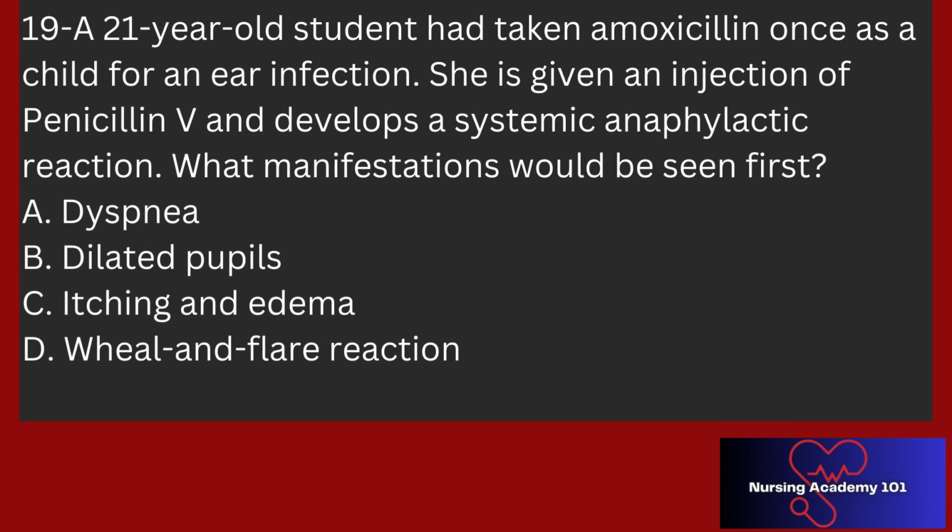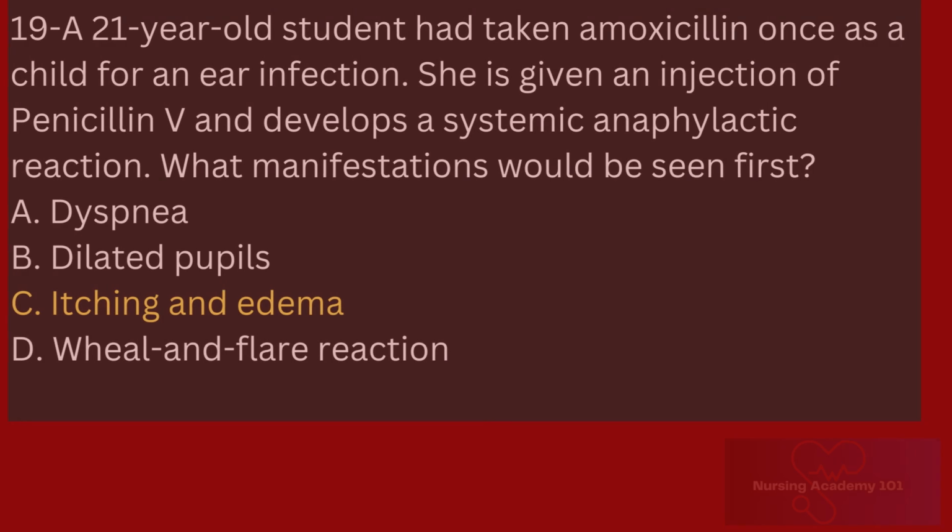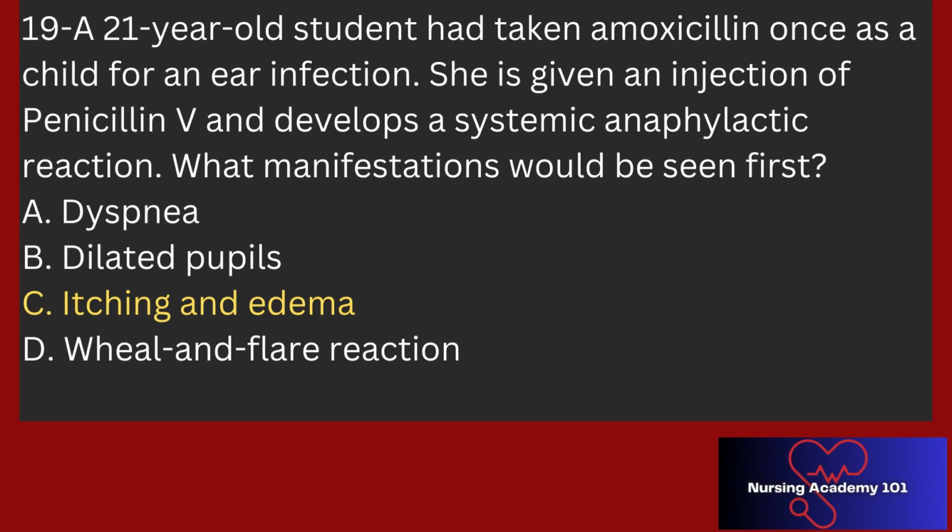Question number 19. A 21-year-old student had taken amoxicillin once as a child for an ear infection. She is given an injection of Penicillin V and develops a systemic anaphylaxis reaction. What manifestations would be seen first? A. Dyspnea, B. Dilated pupils, C. Itching and edema, D. Wheal-and-flare reaction. The answer is C. Itching and edema.